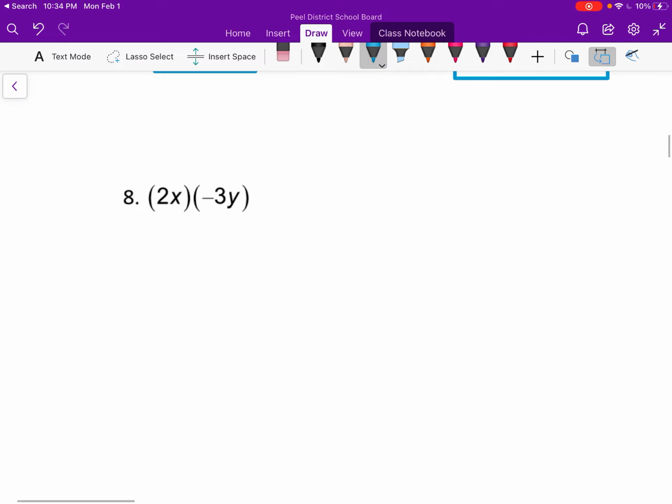Here we have 2x times -3y. Now I'm going to take the 2 and the -3 and I'm going to multiply those. Unfortunately, because x and y are not the same base, I cannot add the exponents. So this just turns into -6xy.